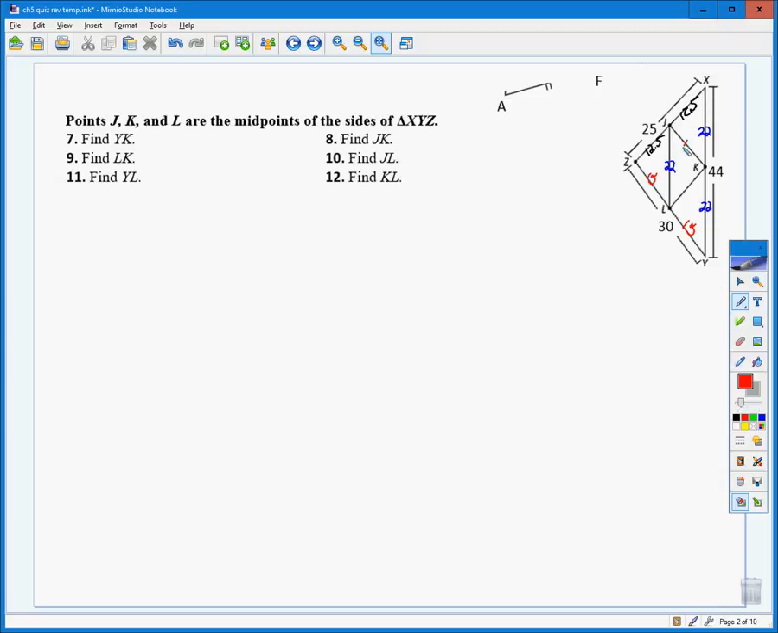Since this was 15, these would be 15. And the remaining one here would be 12.5. No matter which piece they're asking me for, I should be able to find it now, and it should have a value. Y to K, 22. L to K, 12.5. Y to L, 15. J to K, 15. J to L, 22. K to L, 12.5.